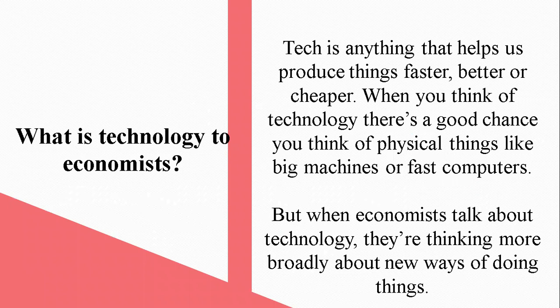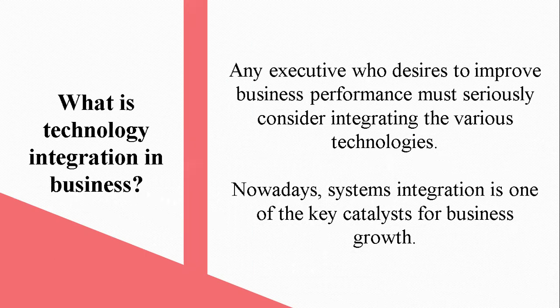And to understand better, let us look at how economists see technology. Tech to them is anything that can help you and I to produce things faster, better, and cheaper. That's how an economist will look at technology. So when you think of technology, there is a good chance many people would think of physical things like big machines and fast computers. Yes, these are all part of technology. But when an economist talks about technology, they are thinking more broadly about new ways of doing things that are faster, better, and cheaper.